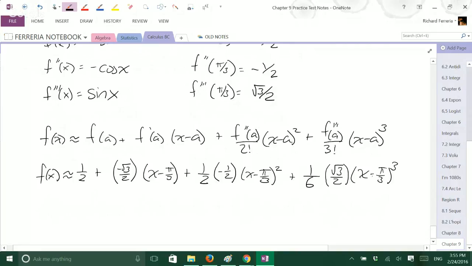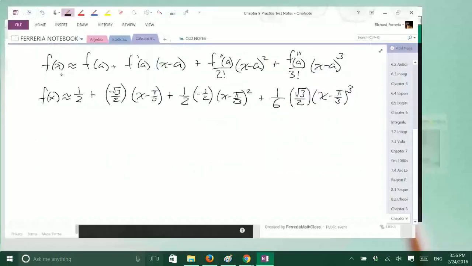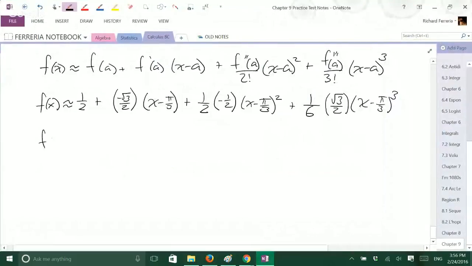Now, if you left it here, this should be marked correct. There's nothing wrong with this polynomial. You could just leave it there. The answer key took it upon themselves to simplify. You don't have to simplify this. Again, you don't have to simplify this, but the answer key did.